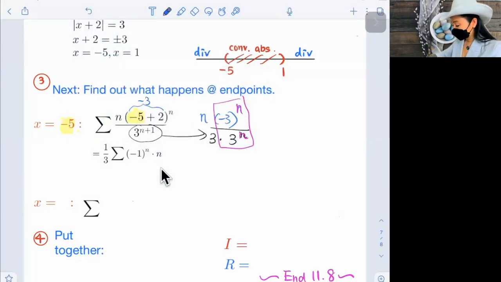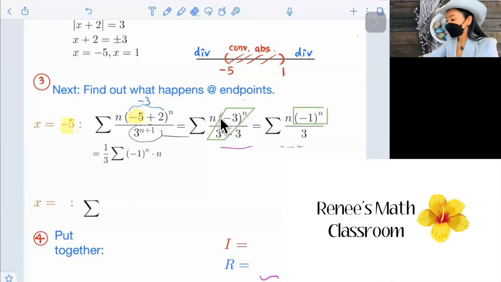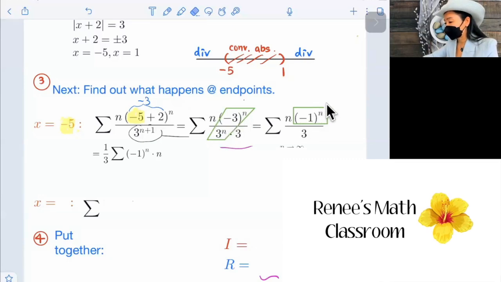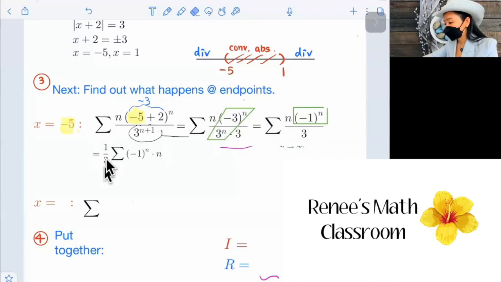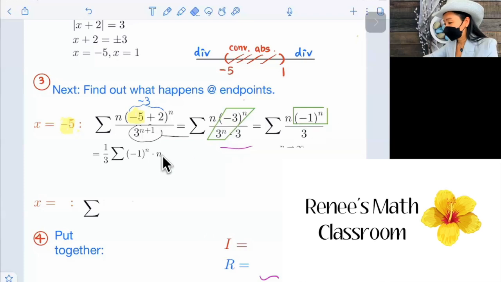So these two together are going to give you what? -1 to the n power, right? This one right here, and then over here you have n. And what happened to this 1/3? The 1/3, you can put it in front. So -3 to the n power over 3 to the n power is -1 to the n power. And then you have the n here, and we can take the 1/3 in front of the series. And then we have -1 to the n times n.